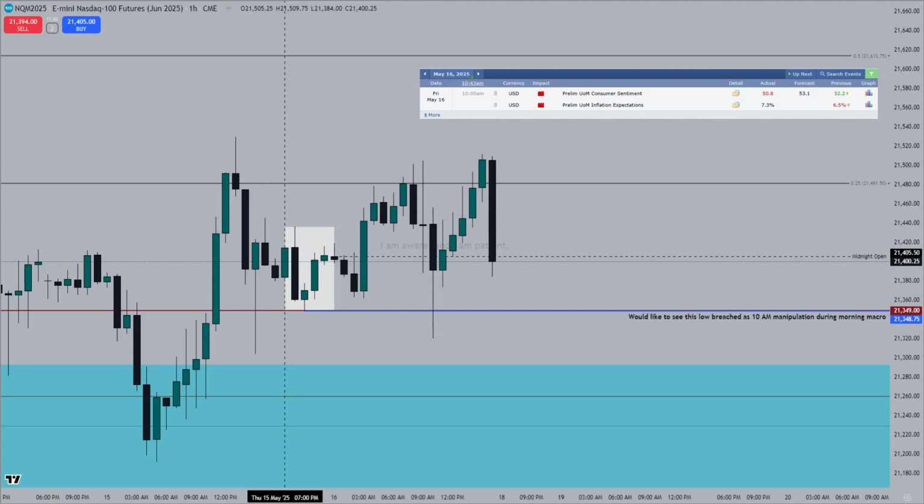Or sometimes you may have the case where 9:30 is really stagnant and it doesn't really do much, and it just kind of works within the opening range gap, and then you can see where 10 a.m. gives us a true manipulation. In this case, I have highlighted 7 p.m. to 12 a.m. in a white rectangle, giving us the range.